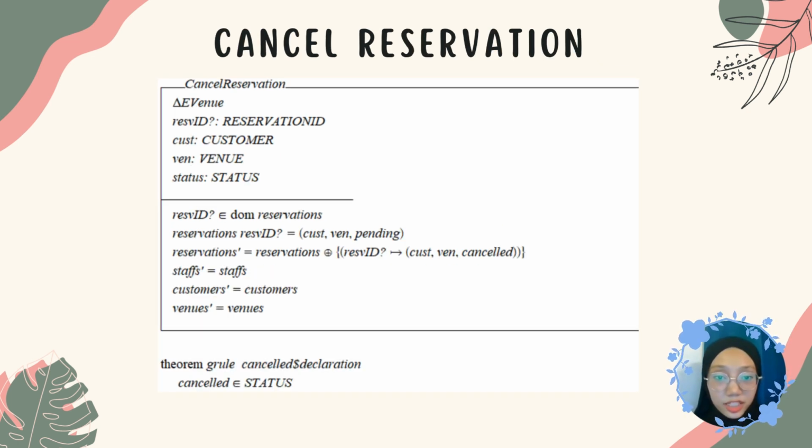Lastly, cancel reservation schema. So this schema is used to cancel a reservation that's still pending. Once the system confirms it's valid, the reservation status is updated to cancel. This theorem proves that cancel is a valid status in the status set. This is to protect the reservation data and prevent the system from accepting invalid status changes.